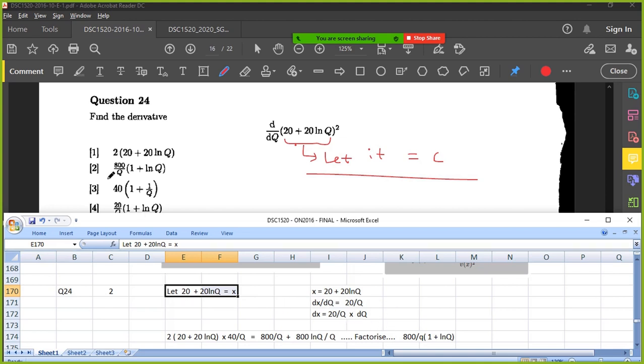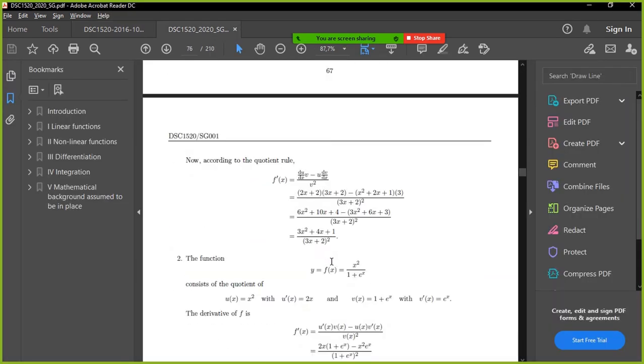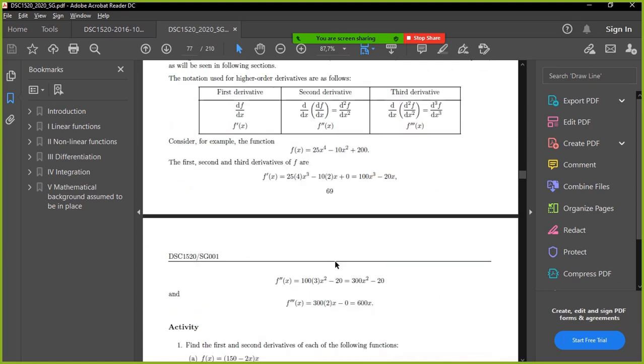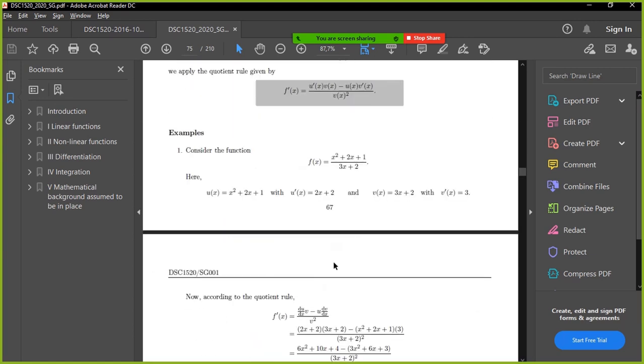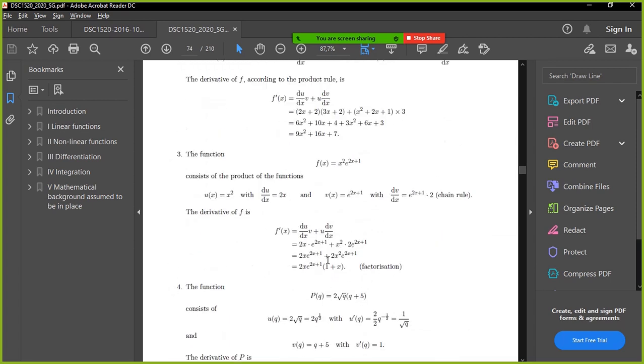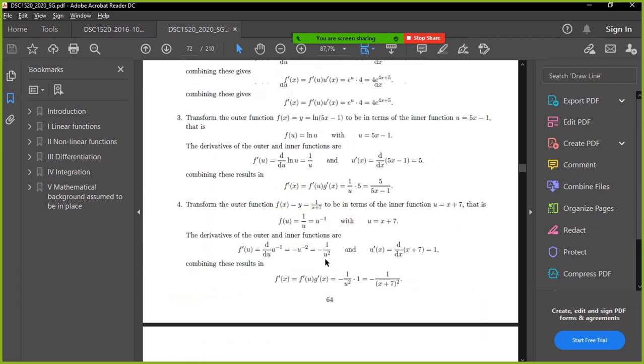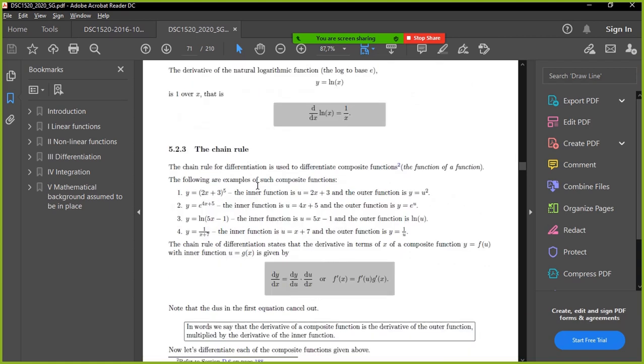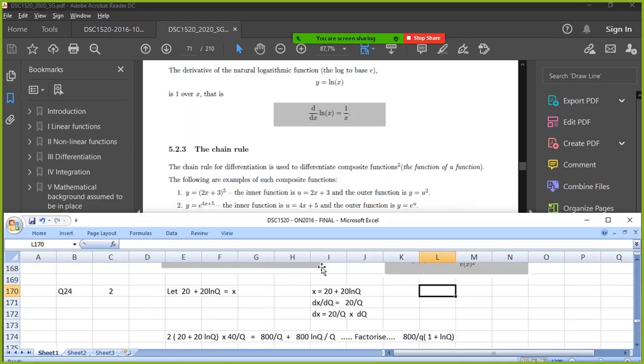Okay, so I got option 2 here. Maybe again, just to show this, this should have been over here. Where's chain rule? Quotient, product, it should be here as well. Or maybe it's separate. Oh, here's chain rule. There we go. Chain rule: let something equal x and then go through the steps. Does that make sense? Yeah. Okay, so note the chain rule.